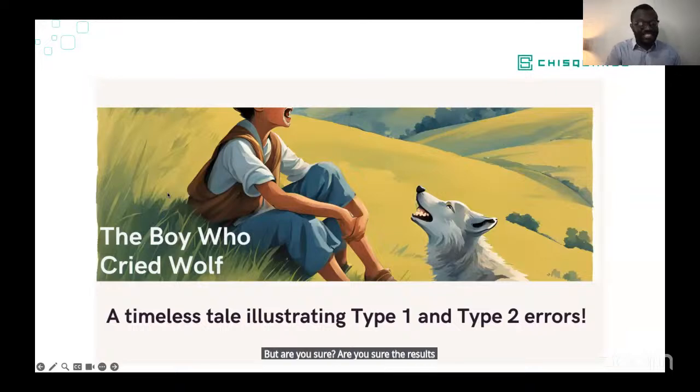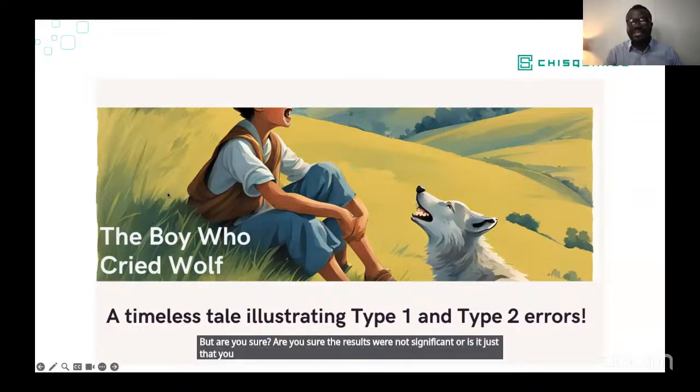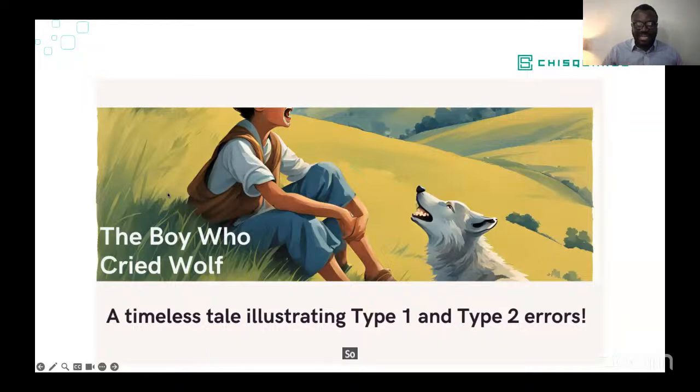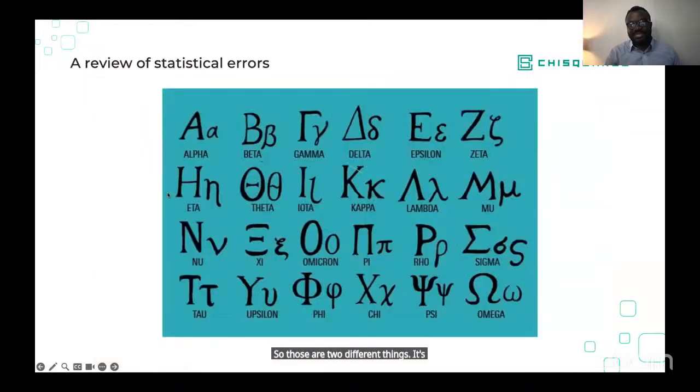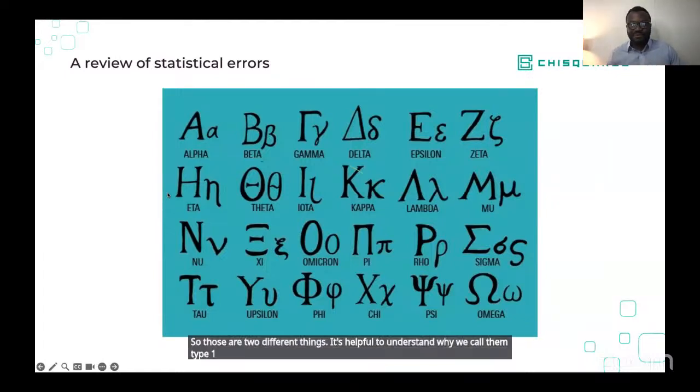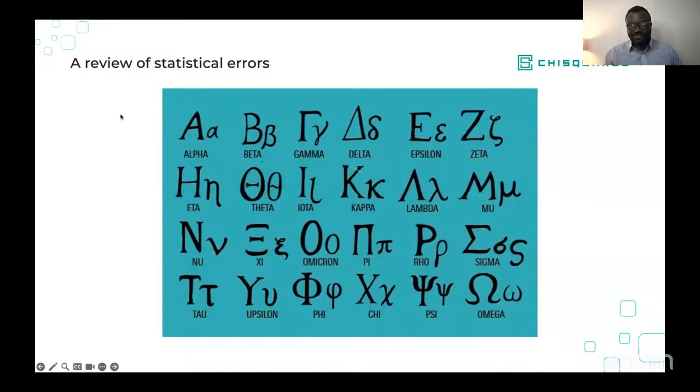Or is it just that you did not find significance when one existed? So those are two different things. And it's helpful to understand why we call them type 1 and type 2 errors, right? They're called 1 and 2 because that aligns with the Greek alphabet.